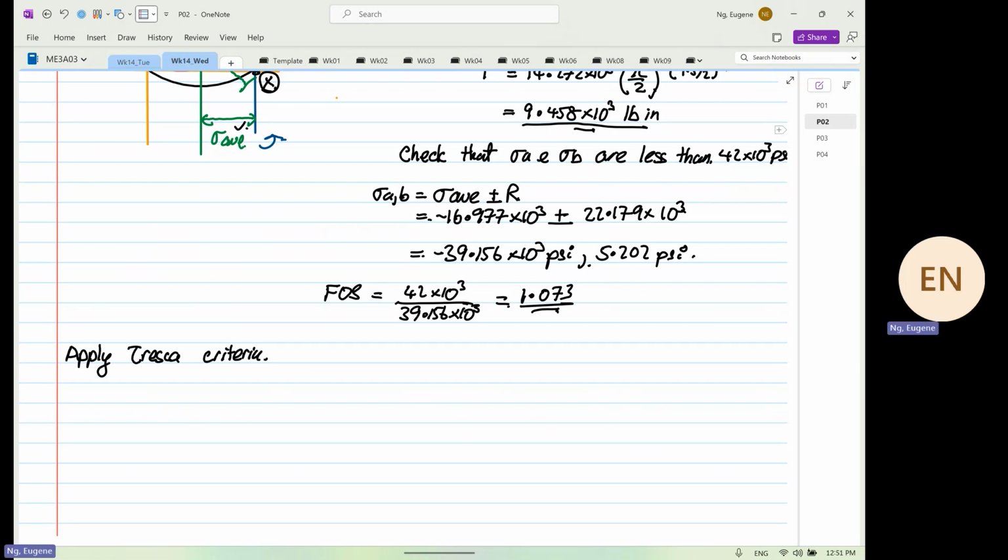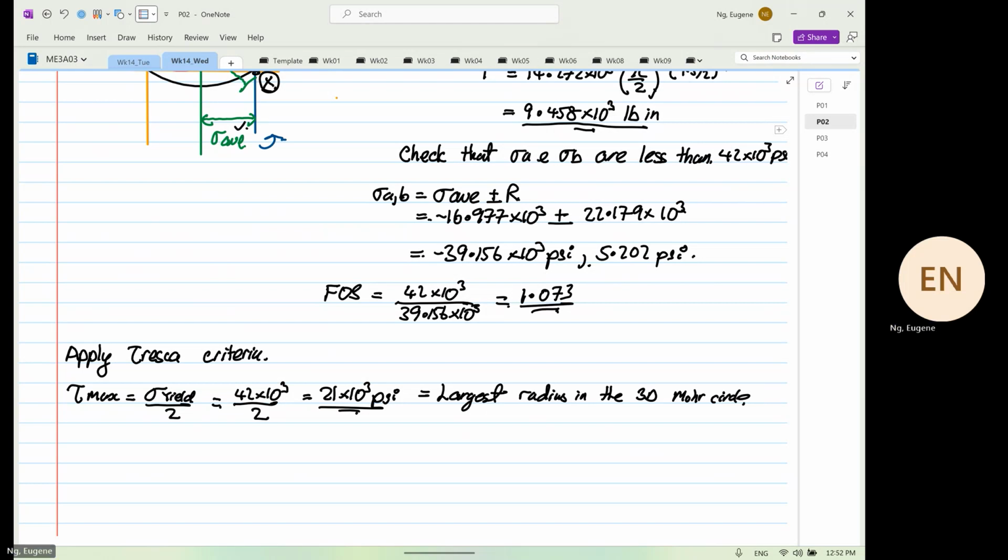So with the Tresca criteria, we know that tau max is equal to the yield stress divided by 2. So this will be equal to 42 times 10 to the power 3 divided by 2. So this will give you 21 times 10 to the power 3 psi. So this has to be the largest radius in the 3D Mohr circle.